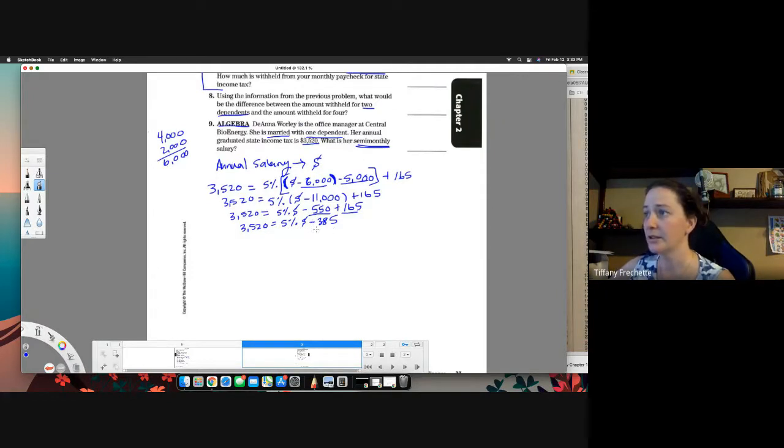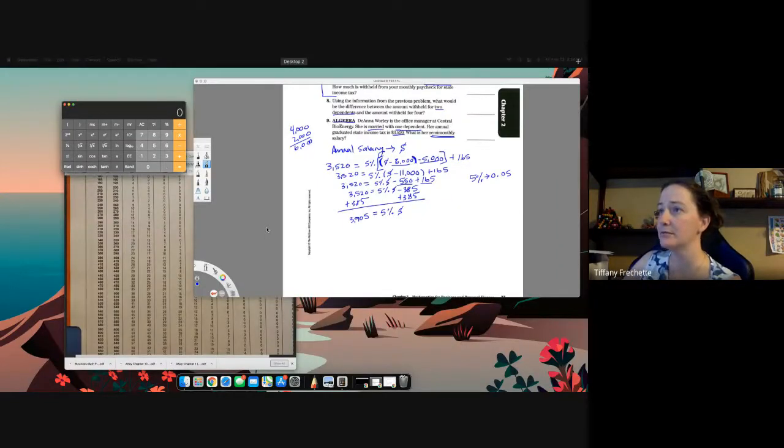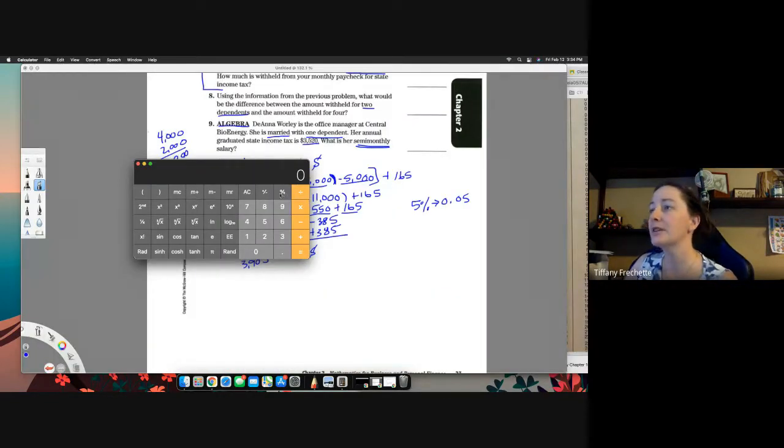So we're going to add 385 to both sides. And let's see, we get 3,905. Yep, equals 5% of S. And I tend to write 5% S for whatever reason, but remember 5% is actually 0.05. That's how you want to type it into your calculator. Or you can always do this. Most calculators have this percent symbol here, and you can go 5%. Look at that, it did it for me. So super easy there.